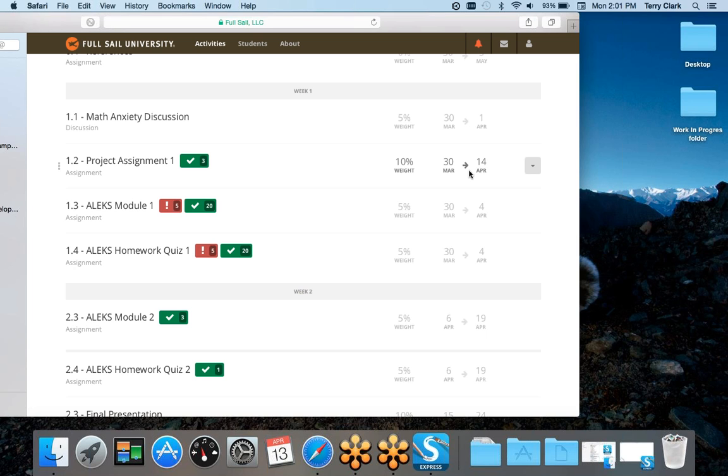So that's what we call the dashboard when you look and see math anxiety discussion, project 1, Alex module 1, and Alex homework quiz 1. Those are all part of week 1 on the dashboard. Whenever you open up the FSO platform and go into your class, the first thing you see is the dashboard. Now, these weights beside it, 5% for the math anxiety, 10% for the project, 5% for module, and 5% for the homework quiz. That's how much this particular assignment counts into your grade.